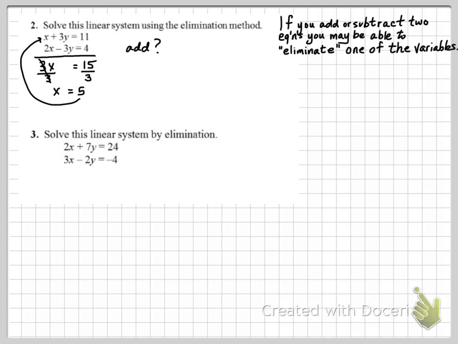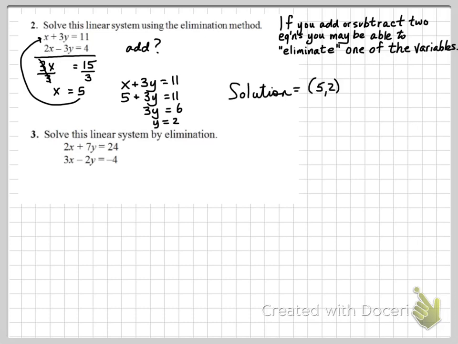At this point, I'll plug it into one of the equations and figure out what y is going to be. So that will be x plus 3y is 11, or 5 plus 3y is 11. Take away 5 from both sides, and divide both sides by 3, we get y is equal to 2. So our solution is the ordered pair (5, 2). In number 3, it asks us to solve this linear system by elimination. Oh, don't forget to verify.